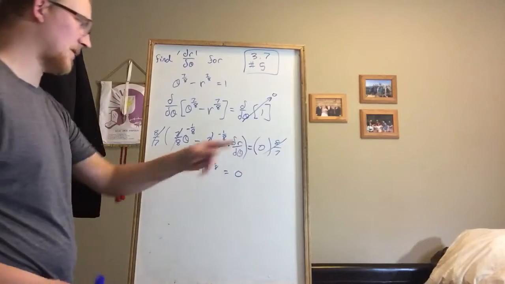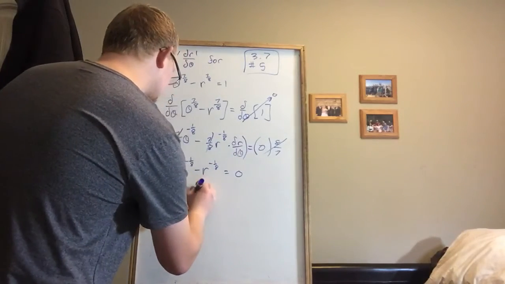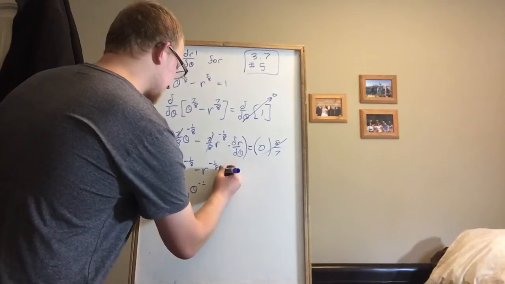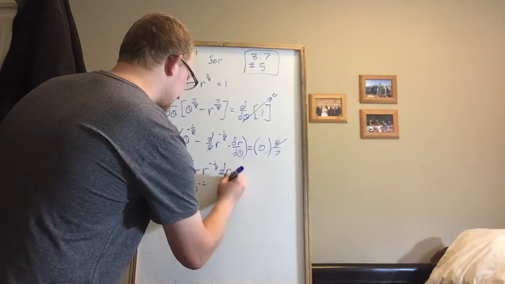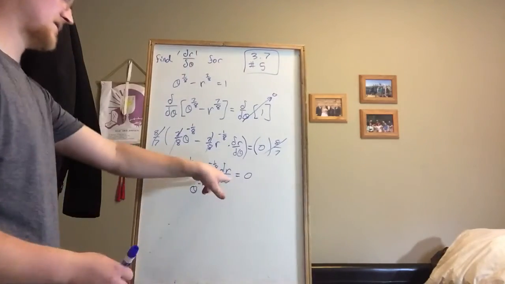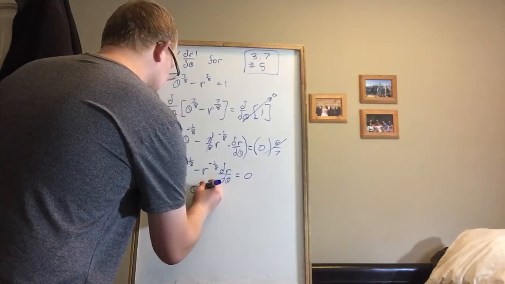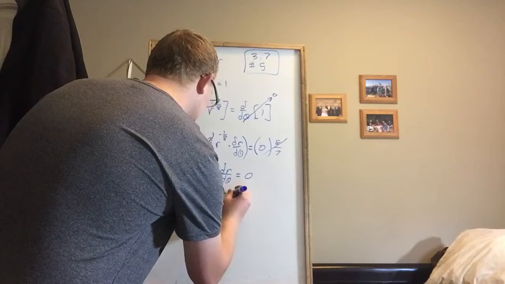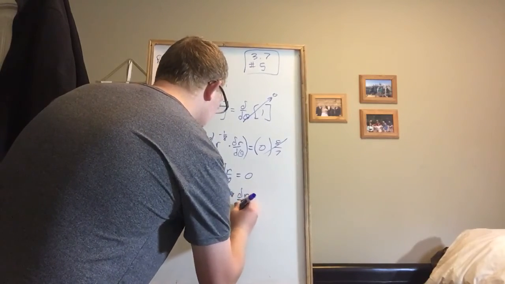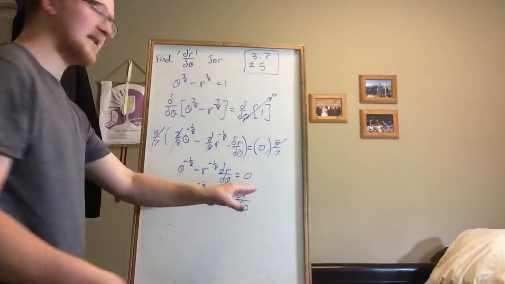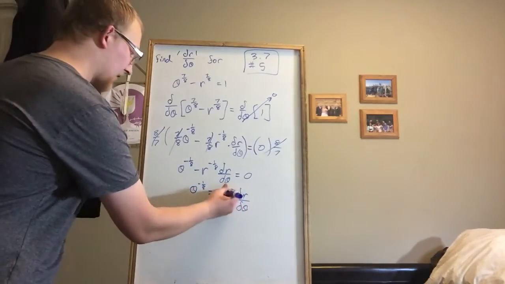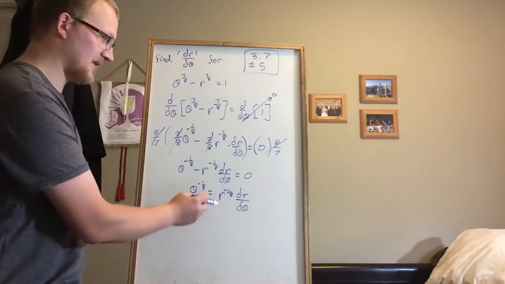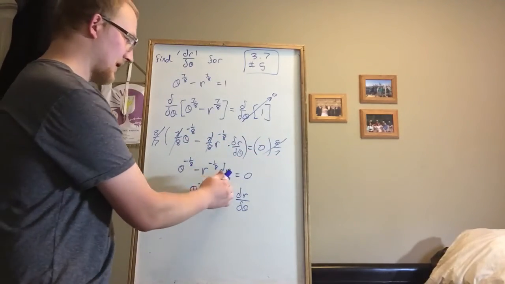Now we can add r to the minus 1/8 over to the 0 side. Oh, and I'm sorry, there's a dr d theta tied to this term: r to the minus 1/8 times dr d theta, equals 0. Now we'll add this term over there. So that gives us theta to the minus 1/8 equals r to the minus 1/8 times dr d theta. Now we've got dr d theta where we want it, so we'll divide over by r to the minus 1/8. I'm sorry, when I added the r to the minus 1/8 over, it still remains minus 1/8.